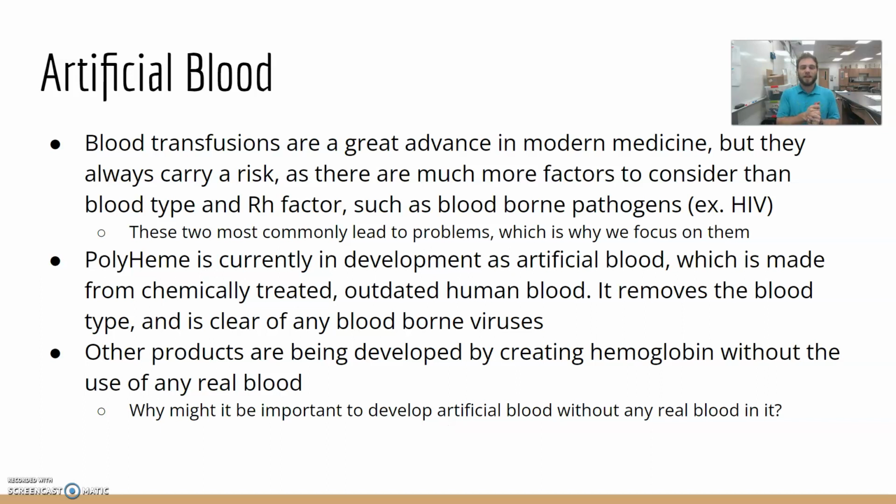I'm just going to go ahead and say the answer here is that in a lot of religions, the use of blood products is forbidden. There have been several court cases where somebody, say a child, needs a blood transfusion, and the parents won't allow the doctors to give it because their religion is against the use of blood products. Artificial blood would get around this problem. They're okay with artificial blood because it doesn't use any real blood.